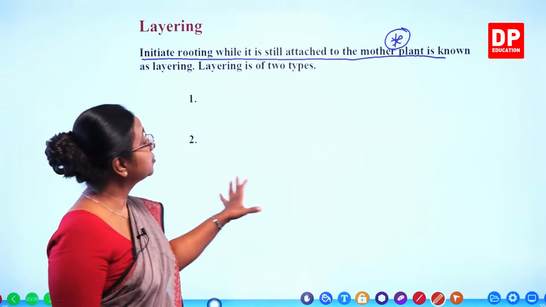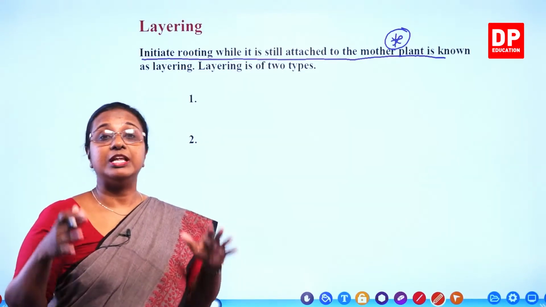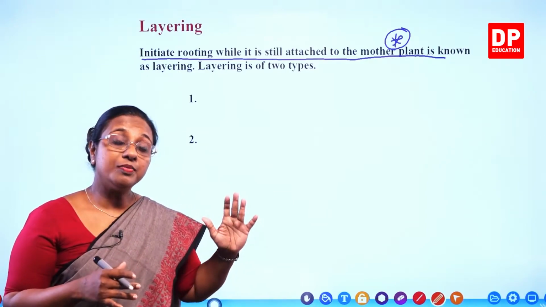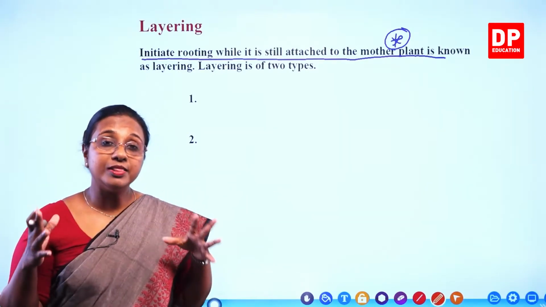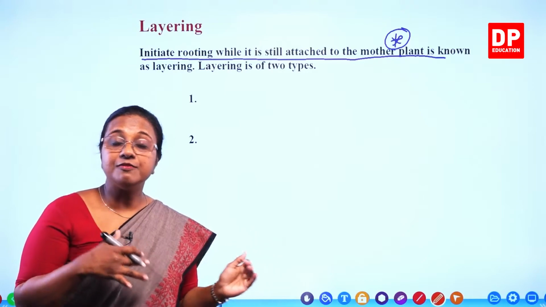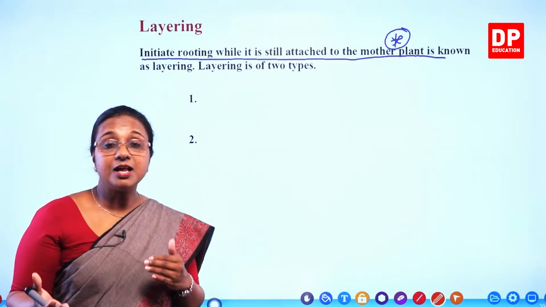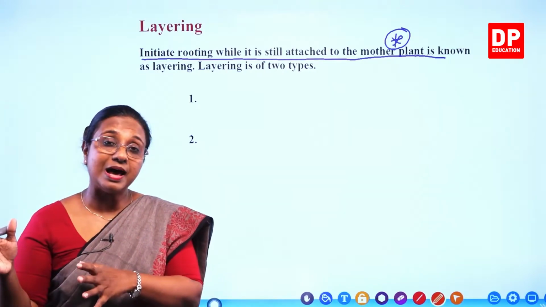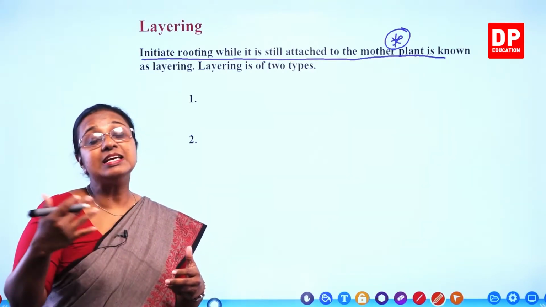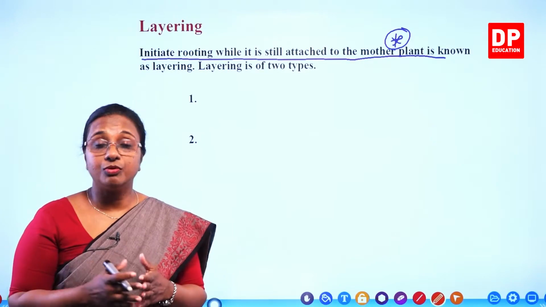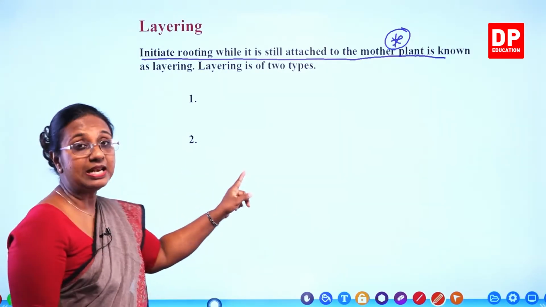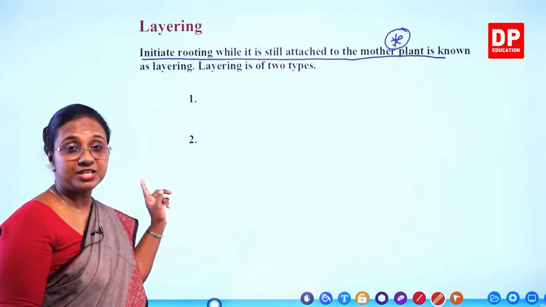But here, of course, we initiate the rooting when the twig is attached to the mother plant. So the twig is getting all the nutrients, food, everything from the mother plant, but there are roots formed. So then if you cut that twig and replant it, it can easily adapt to the environment and grow into a new plant. So that is the difference between layering and rooting of stem cuttings.